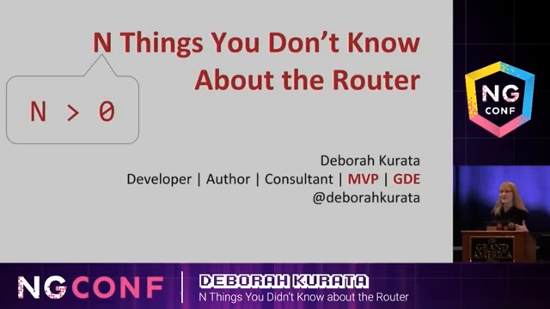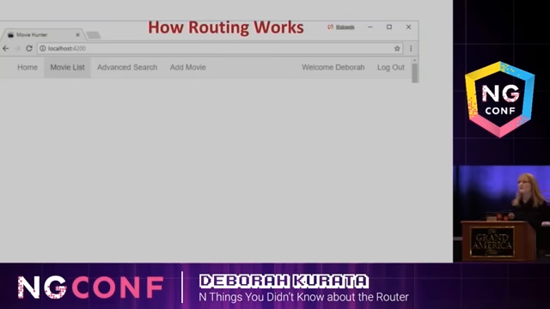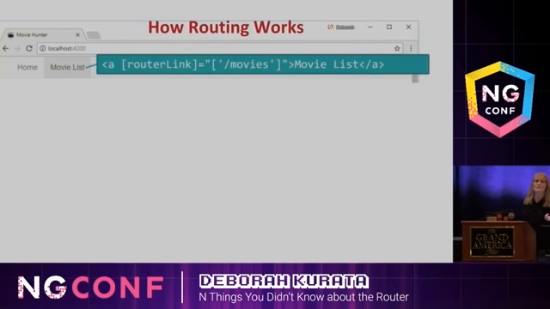So we're going to talk about N things that you don't know about the router. So how does routing work? Well, frequently we have a toolbar or some kind of something around our application that allows the user to navigate around. Behind that, we might have something like this, a router link that identifies what path that we want the user to take when they click on that link.